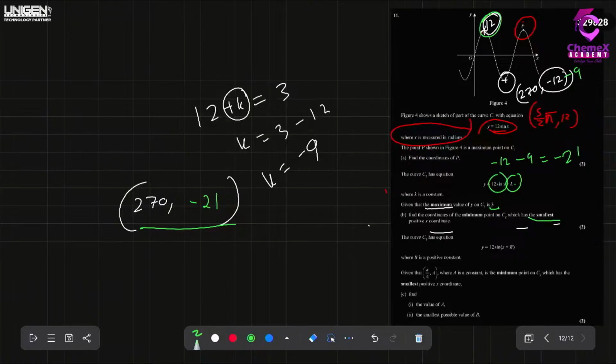C3 is the equation, and b is a positive constant. They have given b is a positive constant.